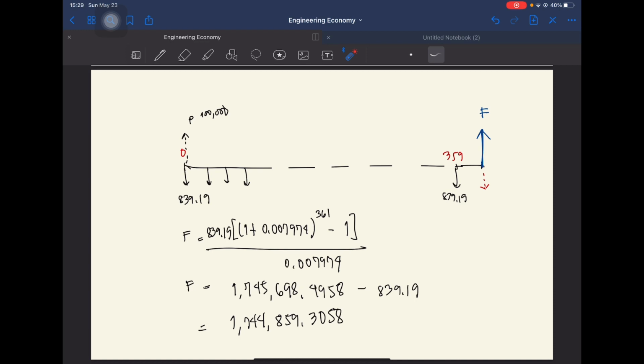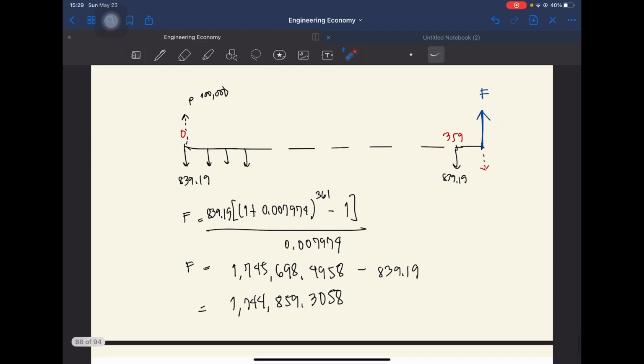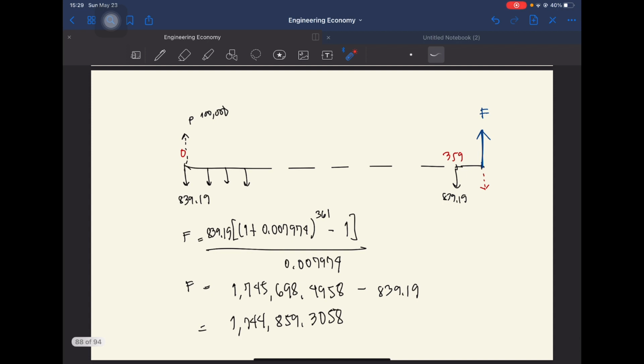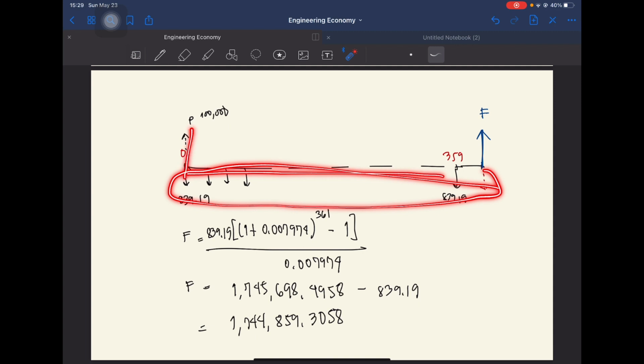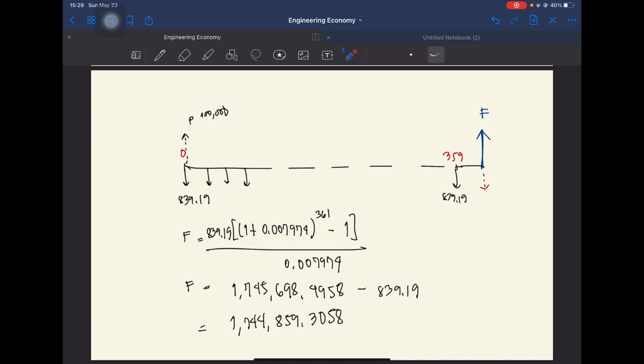Ganun lang. Kaya kapag tinatamad ka mag-compute ng future worth, o nalimutan mo yung future worth formula, ang gawin mo, dalhin mo lahat ng payments na to doon sa simula, tapos dalhin mo yung P doon sa gusto mong pagdalahan sa future. Same lang din naman yun. Parehas lang yan. Okay? Okay, so, ayun. That's your annuity due.